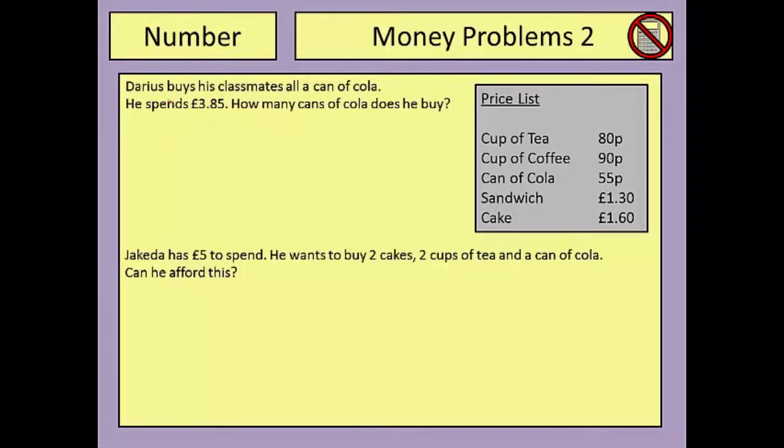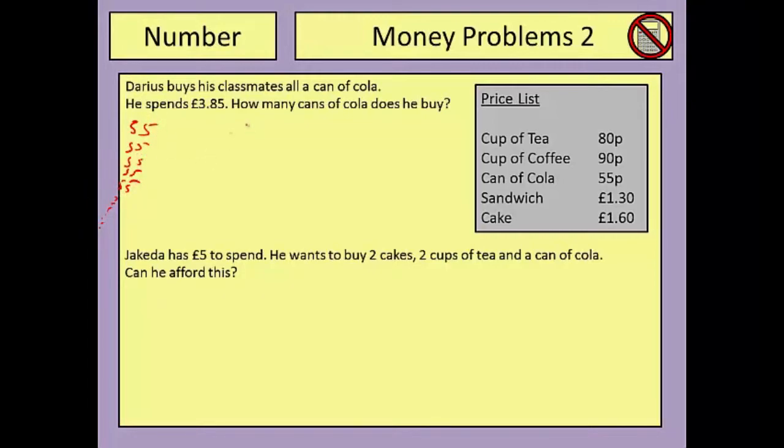So in this example, Darius buys his classmates a can of Coke each. He spends a total of £3.85. How many cans does he buy? Now, one way of approaching this problem is by doing division, £3.85 divided by 55p. But what we see a lot when you have a go at exam questions is you try and add these things up in really small cramped spaces, lots of 55s, and you go all the way off the page. So I'm going to stick with this method, but hopefully show you something that's going to make it a lot easier.